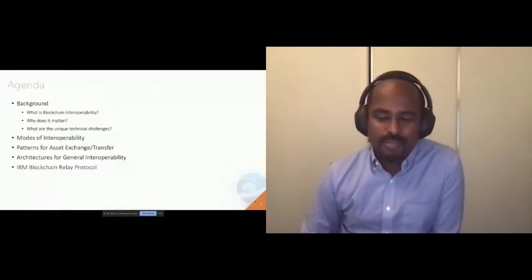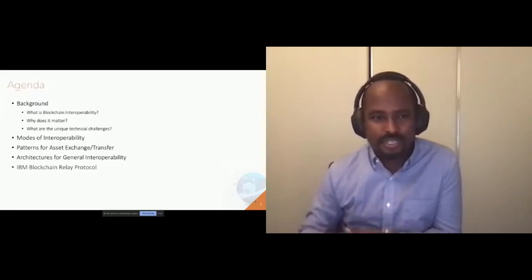I want to start off by motivating what blockchain interoperability is. It's somewhat an overloaded term, so I'll spend a little bit of time motivating why it matters, and what exactly we mean by blockchain interoperability. With that background, I'll try and clarify the specific technical challenges that blockchain interoperability tries to address. Then I'll give you a sense of the different modes of interoperability. What I mean by that is, when we talk about different networks talking to each other, what are the various interactions we're thinking of? Using that, I'll give you a sense of the various efforts and projects that are emerging in the space.